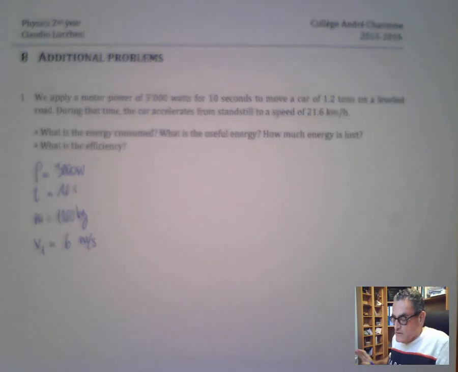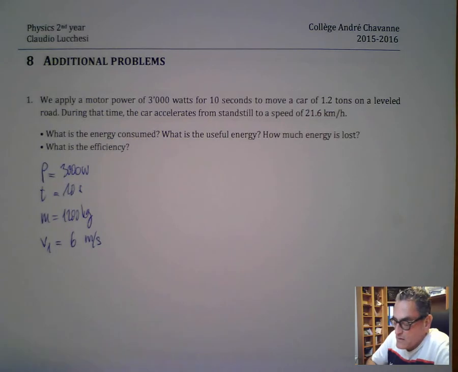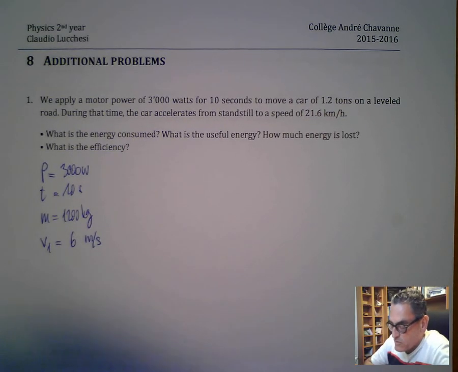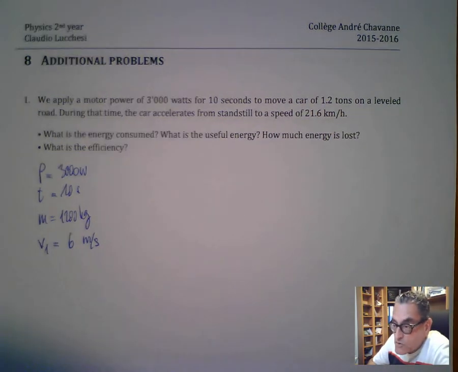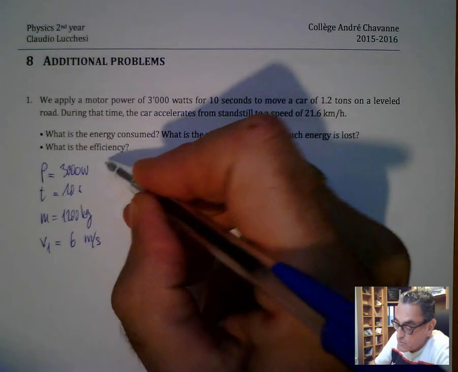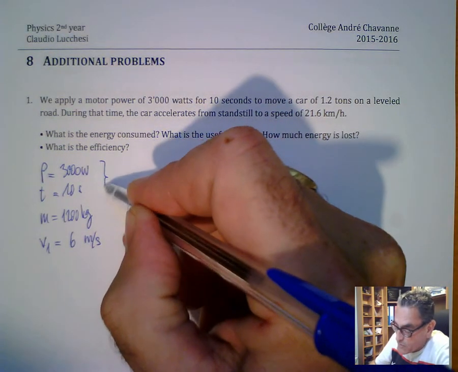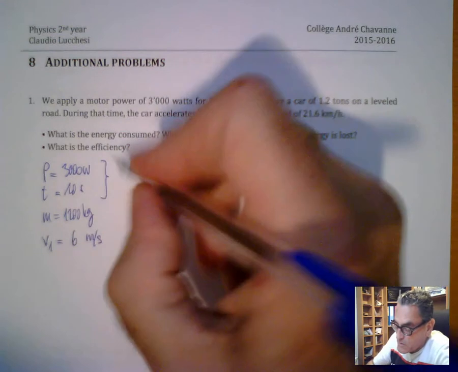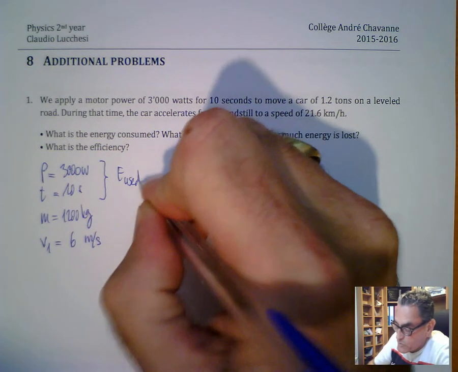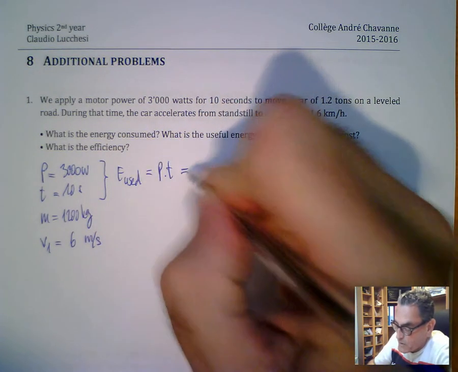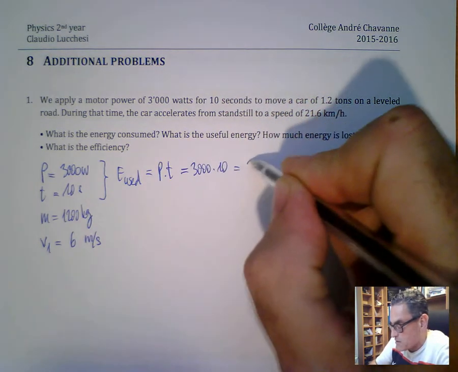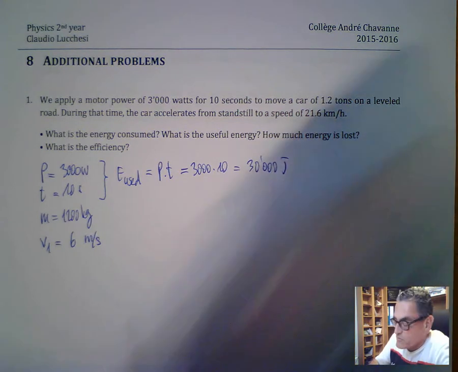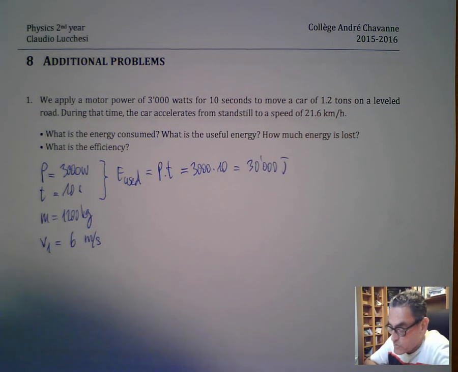Good. Now we have all our data, and what do we need to know? First of all, there will be an energy which is consumed by this car. Which energy is consumed? It's the power of the car times the time. So the energy consumed or used is going to be the power times the time. So this is 3000 times 10, and this is therefore 30,000 joules of energy which this car has used.